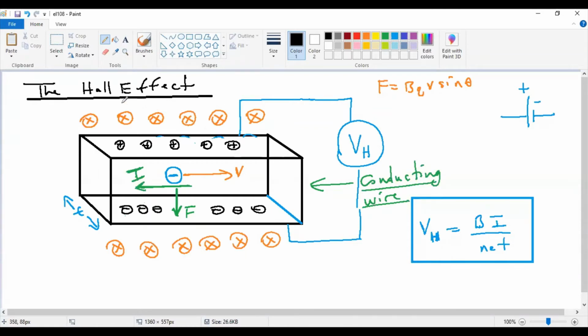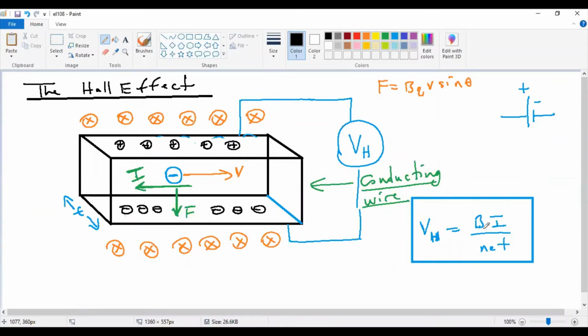So in words, the Hall effect is when a conducting wire is placed in a magnetic field, what you're going to register is a voltage on the side of that conductor. All right, and that voltage is called a Hall voltage. And we have a nice formula for the Hall voltage: VH is equal to BI over NET.